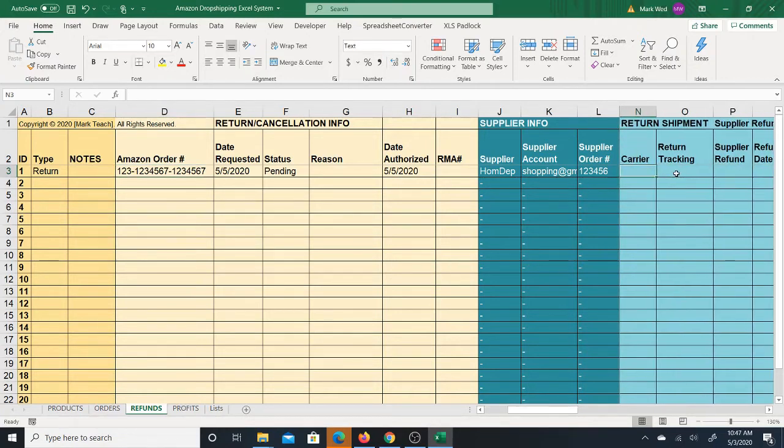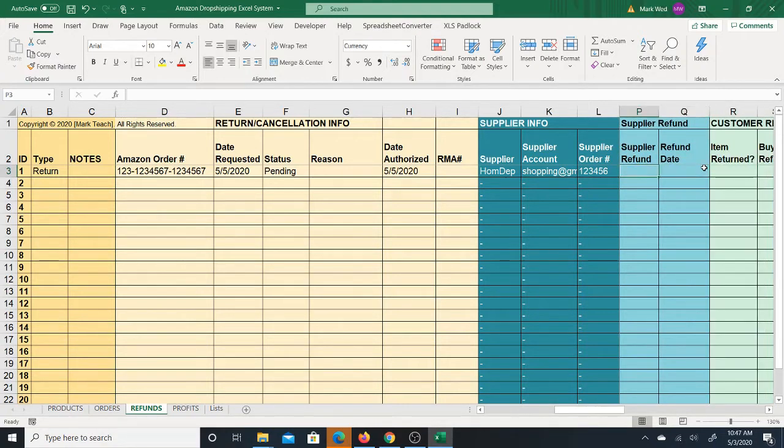Okay, then you have the return shipment. So if you're doing a return, which in this case I'm doing a return, you might want to put the carrier, optional. You might want to put return tracking number. Again, that's optional as well. It's not something you have to include on this, but you can use that to keep track of your return. And then you have the supplier refund.